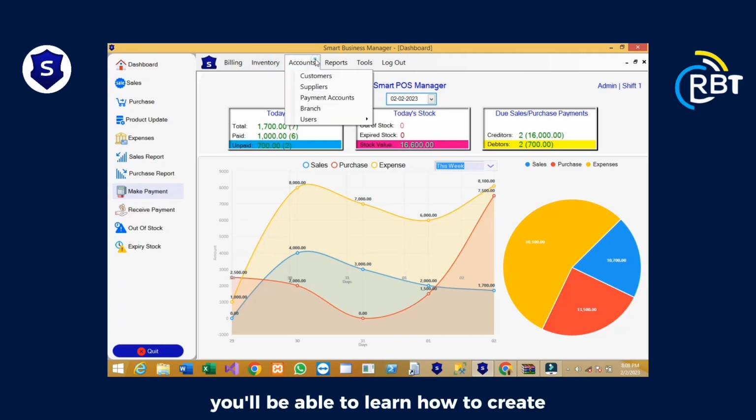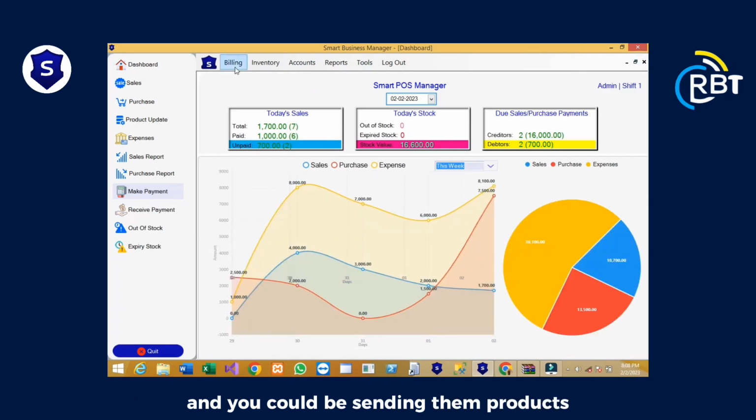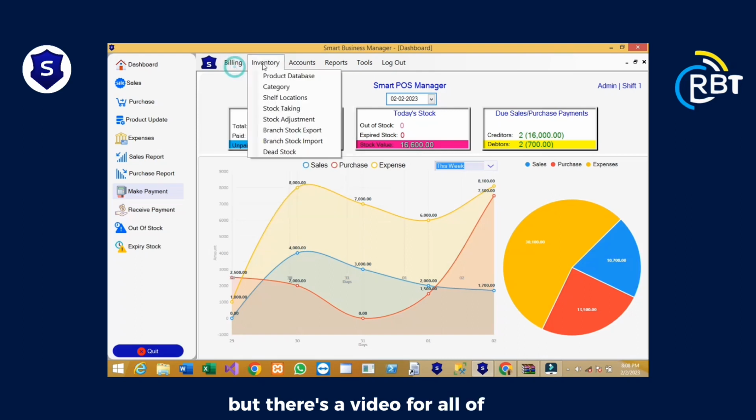You'll be able to learn how to create these accounts properly, and your brand. In case you have branches, that is even an extension from this branch. You'll be able to manage or create all your branches, and you could be sending them products in a file format. But there's a video for all of that. You're going to learn and understand all of that.